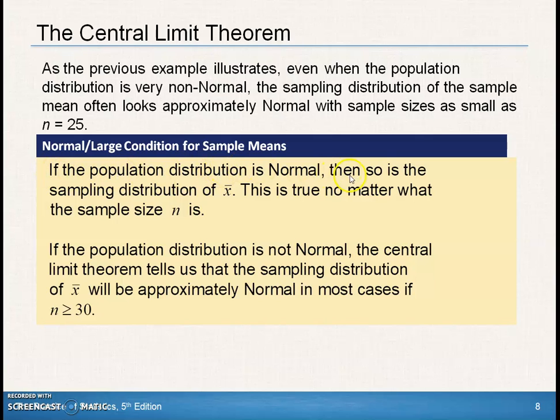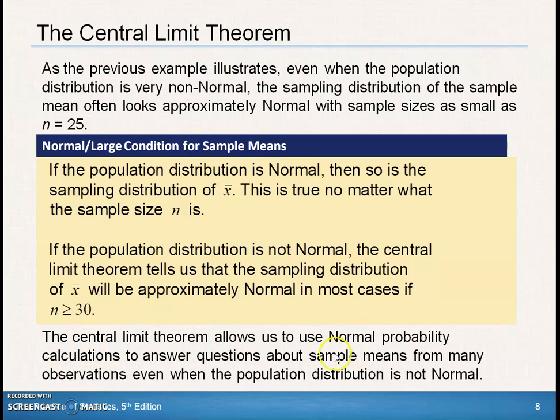If the population distribution is normal, then so is the sampling distribution of the sample means, no matter what the sample size is. If the population distribution is not normal, the central limit theorem tells us the sampling distribution of the sample means will be approximately normal if n is greater than or equal to 30. The central limit theorem allows us to use normal calculations using the normal CDF and normal PDF and the inverse norm to answer questions for many observations, even when the population distribution is not normal.